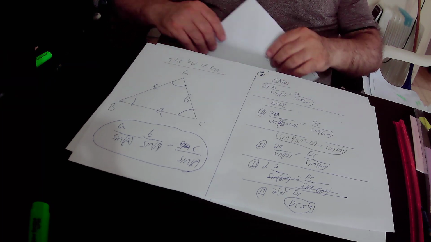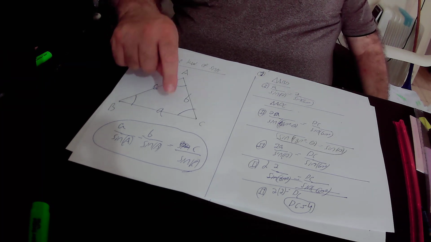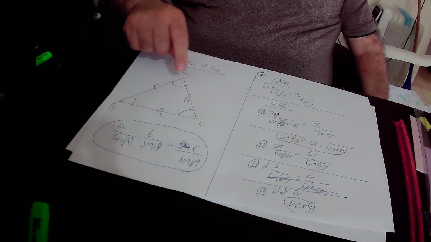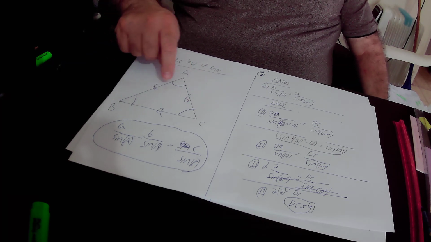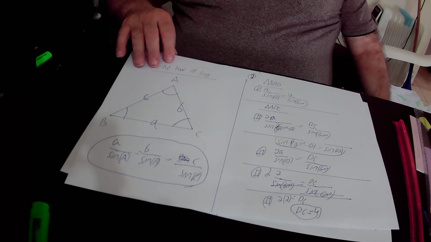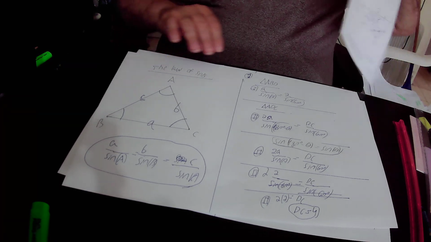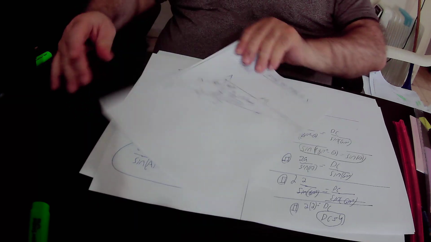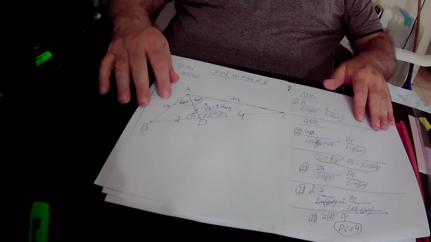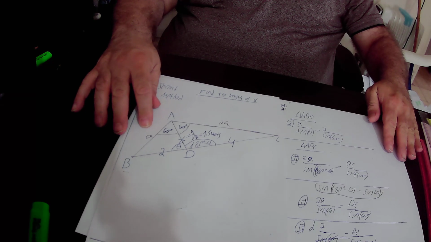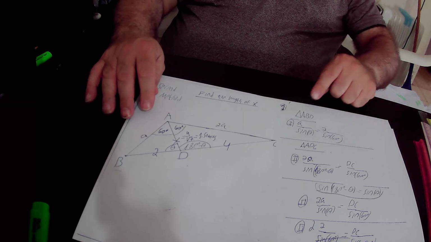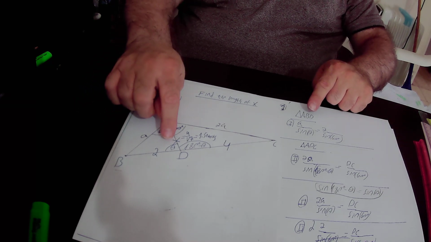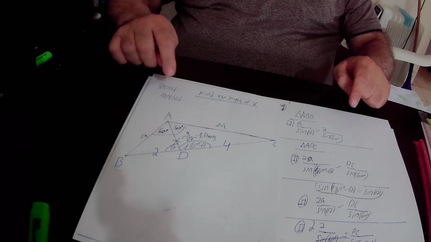According to the law of sines, we'll get that a over sine A equals b over sine B equals c over sine C. We implemented the law of sines in triangle ADB. In triangle ADB, according to the law of sines, we will get that a over sine theta equals 2 over sine 60 degrees.